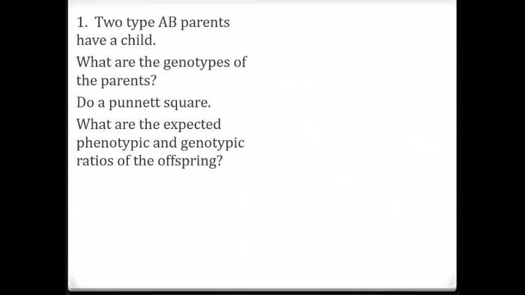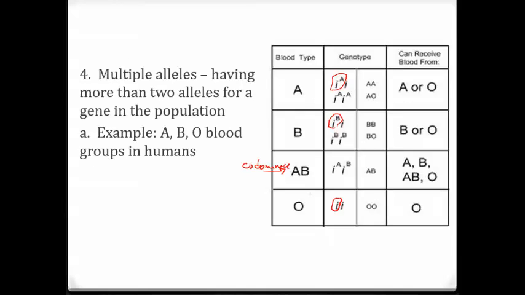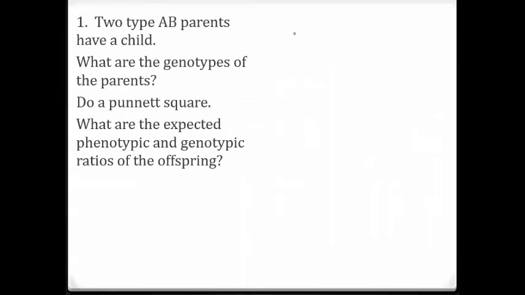So for our first one, we have 2 type AB parents and they have a child. So this is where you're going to want to reference that chart that was just on the previous screen. For an AB blood type, you're wanting to find the genotype. So this would be the genotype of an AB parent. Alright, so we have I with an A and I with a B. And it says we have 2 type ABs, so we're going to do that again. So that's our starting point, that's our parents.